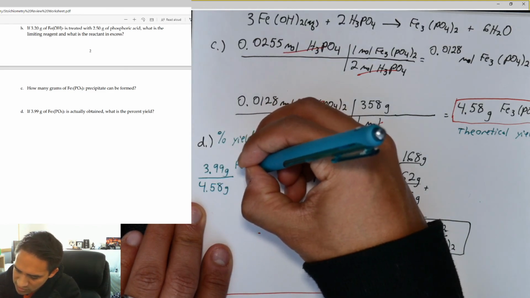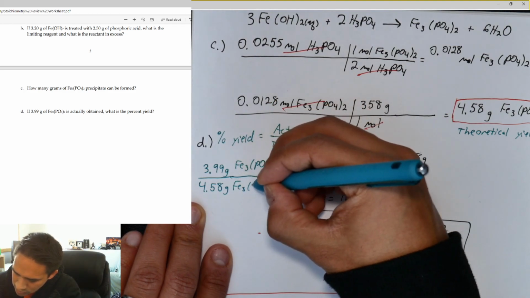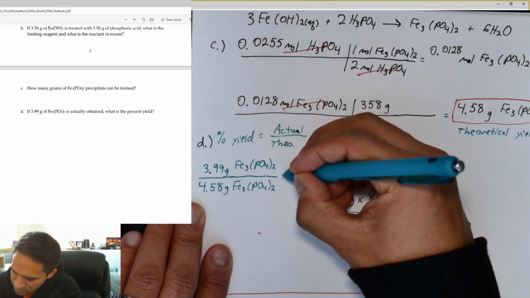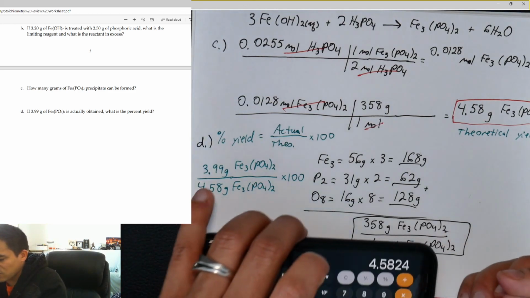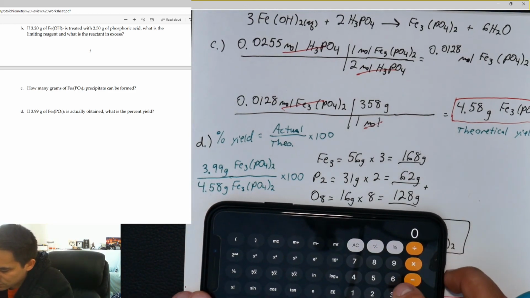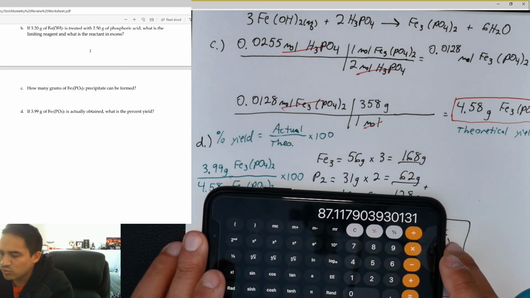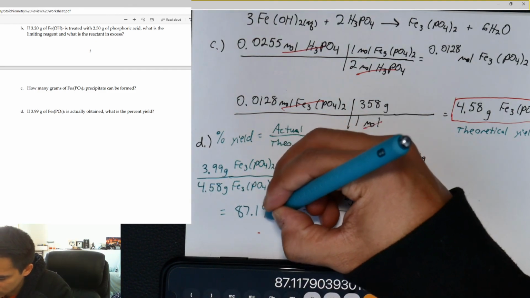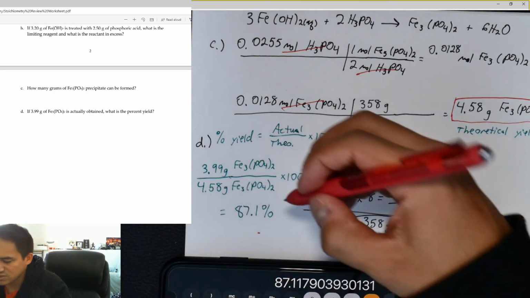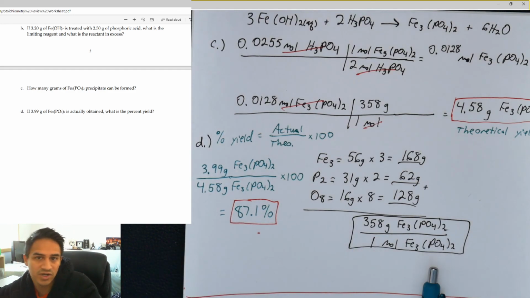And I'll write the units here so we know what we're talking about. And then times that by 100. Okay, and I know I'm kind of running into my math work here, so I apologize. Hopefully you're following along, but so 3.99 divided by 4.58 times 100, we get a percent yield of 87.1% if we round to 3 significant figures. So 87.1%. That is our percent yield for letter D and the final problem on this review guide.